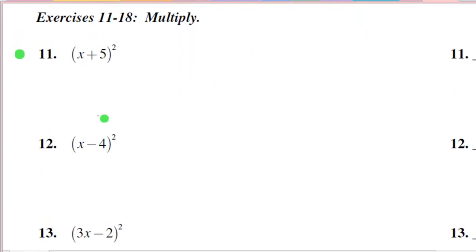Okay, let's go to these next ones. These are different. Now we have x plus 5 all squared. We have a binomial squared. So that's our perfect square trinomial, the perfect square trinomial that we had above, right?